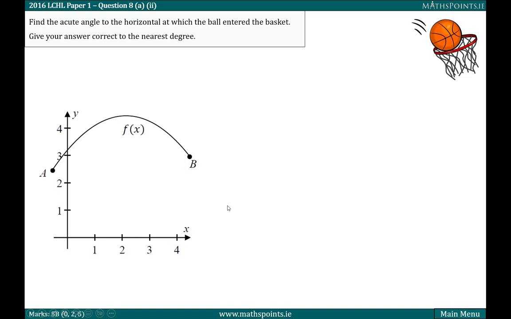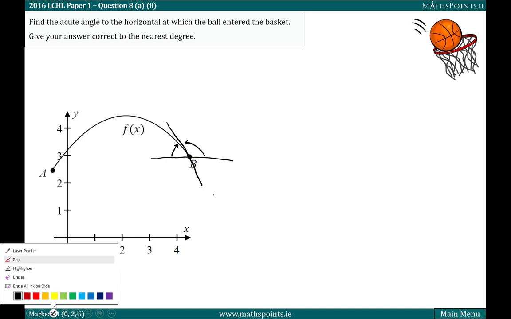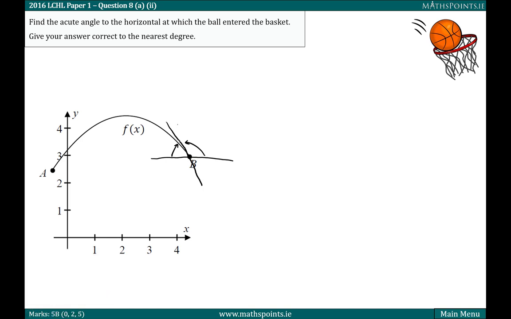Okay, the second part of the question says, find the acute angle to the horizontal at which the ball entered the basket. So here is where the ball entered the basket. Here is a horizontal, and there are 2 angles made when the ball enters the basket. There is this obtuse angle, and then there's this acute angle, and we're looking for the acute angle. So the way that we find that is, we want the slope of this tangent, so the slope of the tangent to the curve at the point B where it enters the basket.